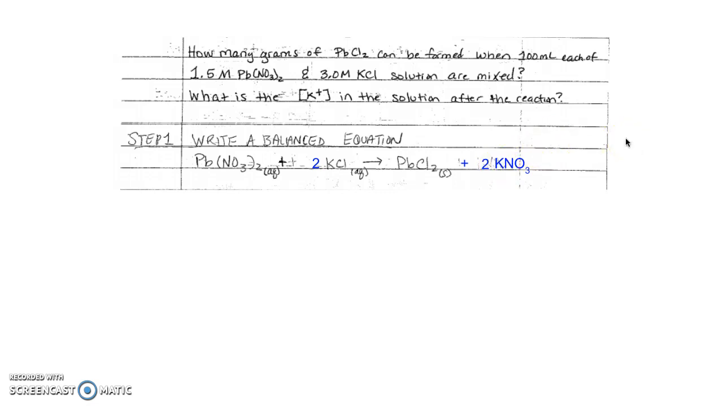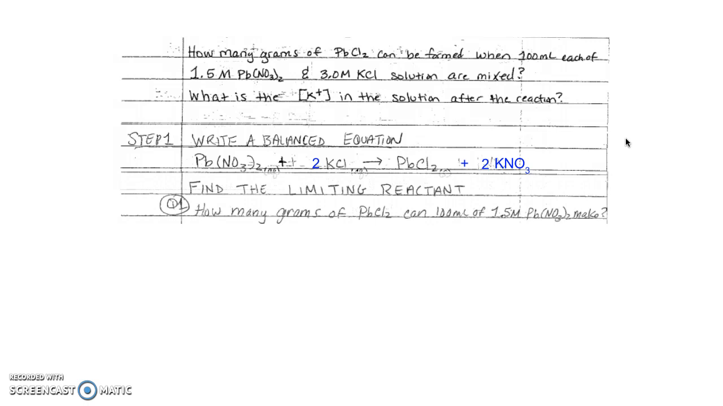All right, so step 1 is done. We wrote our balanced equation. And now, for this problem, it's a little bit trickier because it's a limiting reactant problem. But the steps are going to be the same, except we're going to have to do them twice.